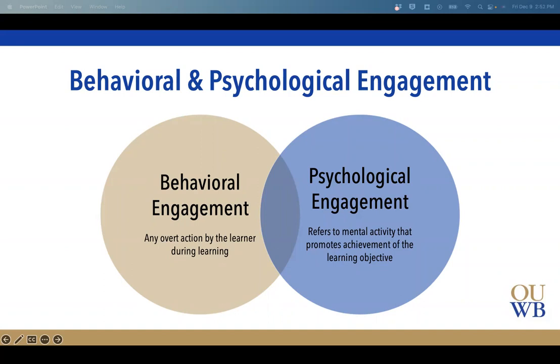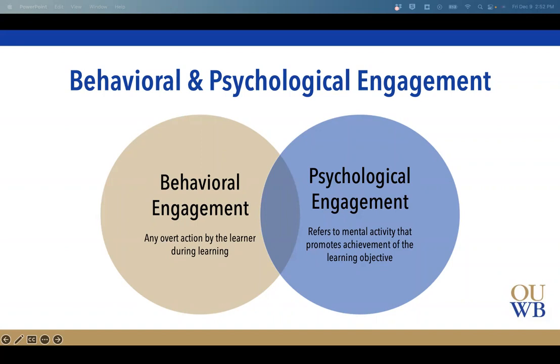Behavioral engagement basically involves any overt physical action during learning. That can include creating written or oral summaries of a lesson, oral explanations of portions of a lesson, etc. Psychological engagement is mental activity. It's an internal process that's aimed at promoting achievement of the learning objectives.